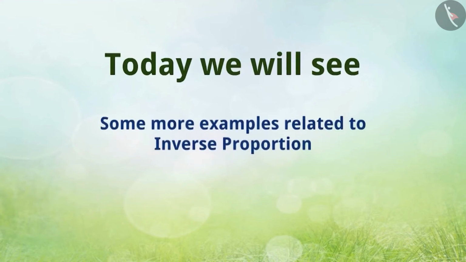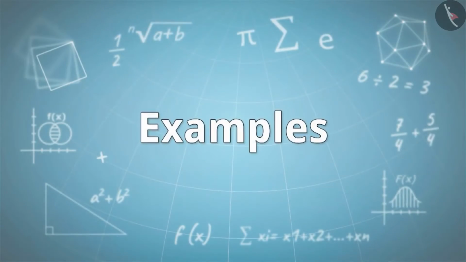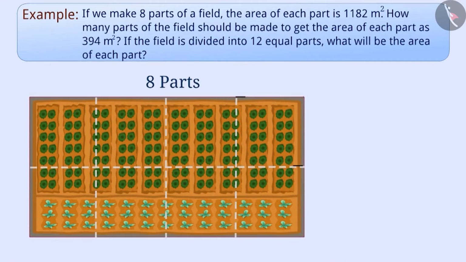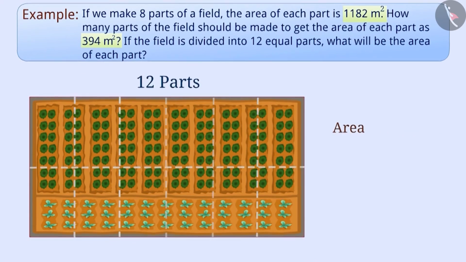Today we will see some more examples related to inverse proportion. If we make 8 parts of a field, the area of each part is 1182 meters square. How many parts of the field should be made to get the area of each part as 394 meters square? If the field is divided into 12 equal parts, what will be the area of each part?